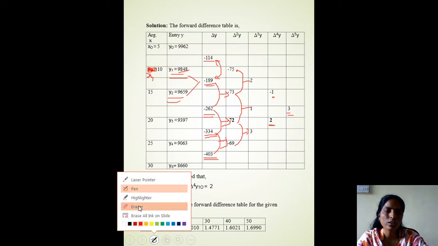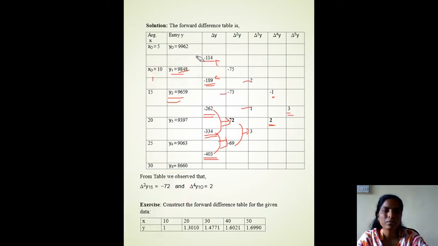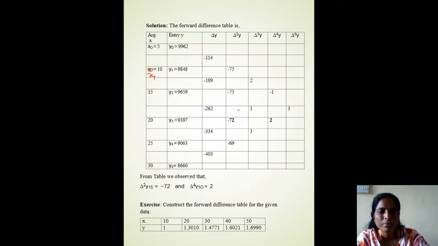Let me erase all these. You perform this calculation on your own and check whether these are correct or not. So this is the forward difference table. One more thing we have to do here: we have been asked to find, this is not x0, this is x1.